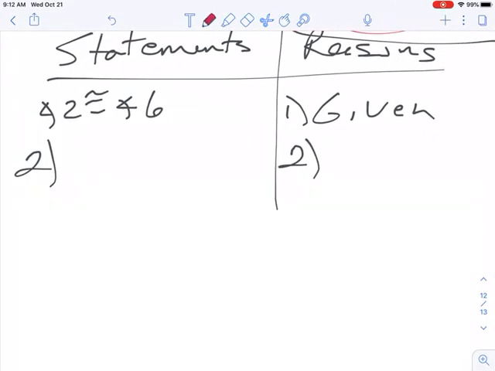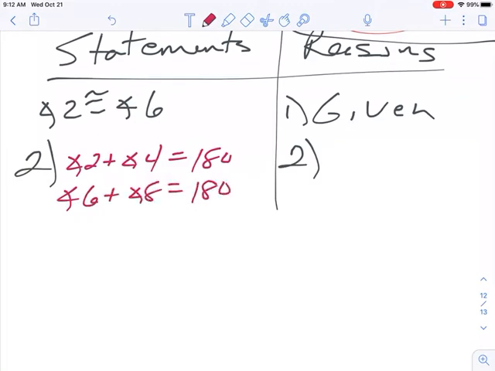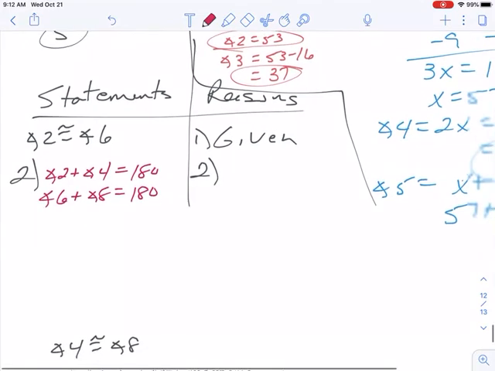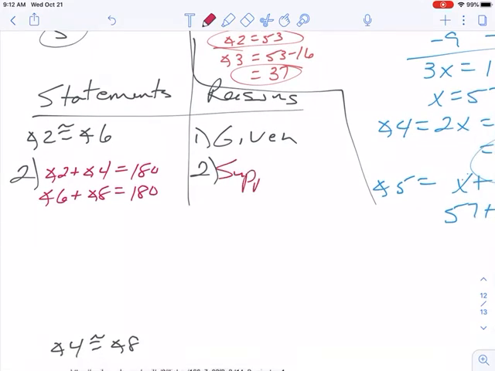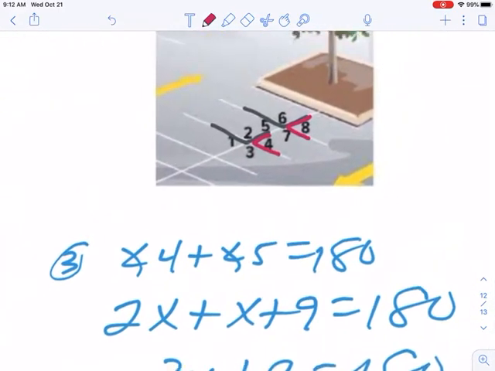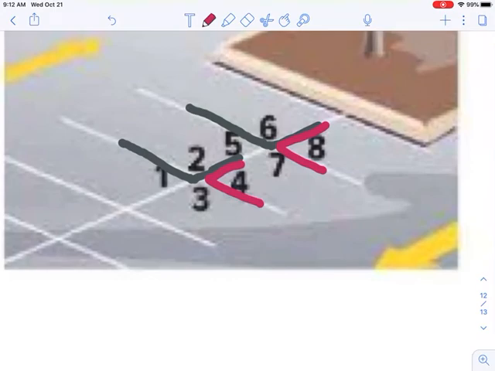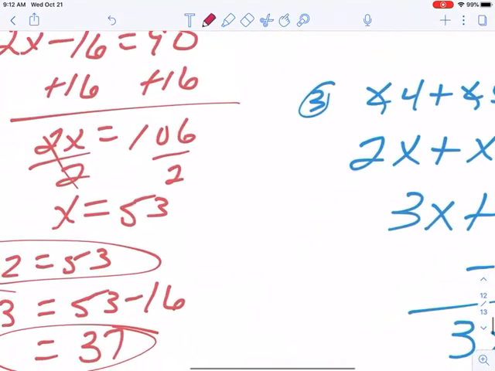We know that angle 2 plus angle 4 equals 180 degrees. Angle 6 plus angle 8 equals 180 degrees. That is the supplements theorem. They're adjacent. Non-common side forms a line. Okay, 2 and 4 are supplementary. 6 and 8 are supplementary.